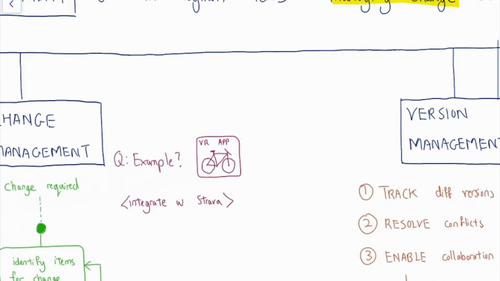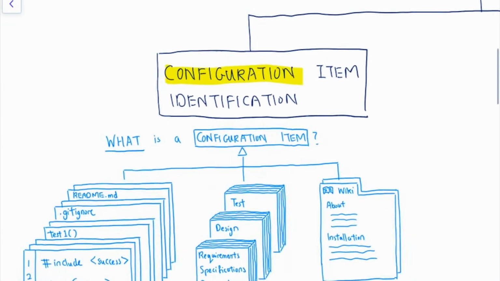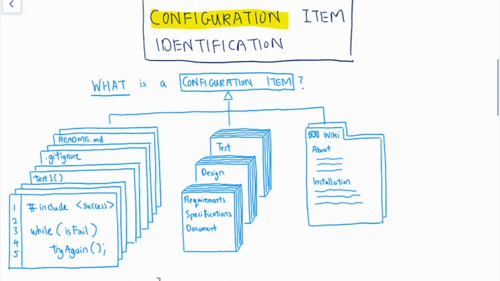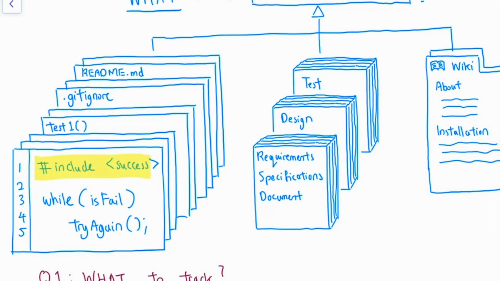Okay, so what are these configuration items? If we go back to the first thing that we need to enforce as part of SCM, configuration item identification. All right, so these configuration item examples are here, what we are very familiar with: source code, test code, config files, and other code related files.